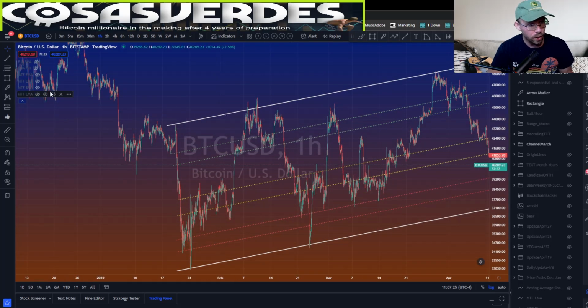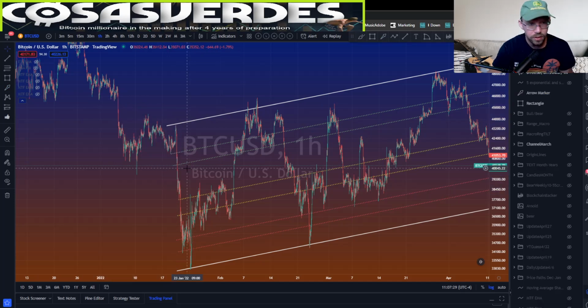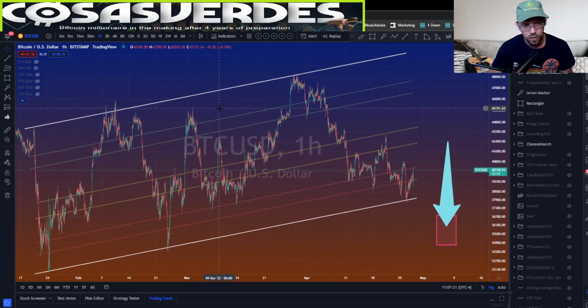January 20th is where this big drop happened. January 20th, that's where this trading range starts. This trading range has been almost perfect.